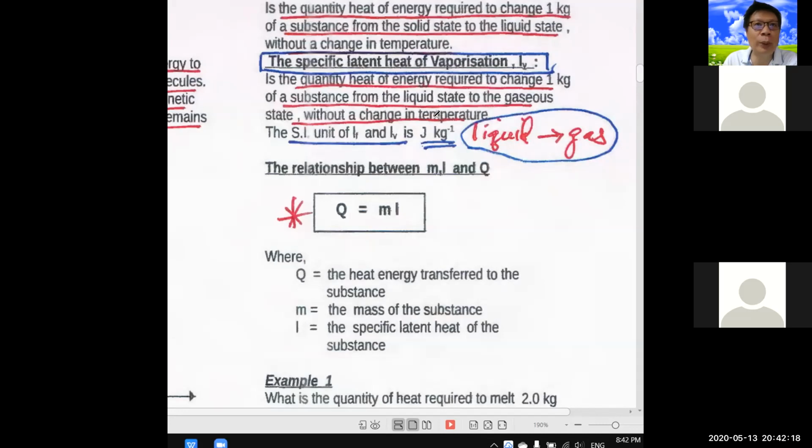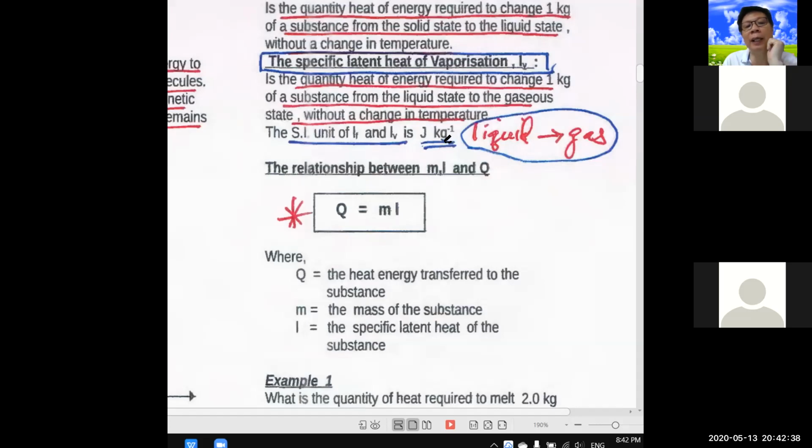Meaning that when solid is changing to liquid, the temperature remains the same. That's why you say no change in temperature during that moment. Same thing when a liquid wants to change to gas, during that moment the temperature also remains the same. No change in temperature. And the SI unit for specific latent heat is joule per kilogram, because it is only 1 kilogram.